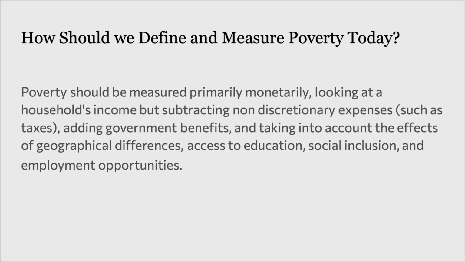We believe poverty should be measured primarily monetarily, looking at a household's income but subtracting non-discretionary expenses such as taxes, adding in non-cash government benefits, and taking into account the effects of geographical differences, access to education, social inclusion, and employment opportunities. These ideas are primarily a combination of ideas presented in the supplemental poverty measure and the capabilities approach. We believe that while they may be easier to track globally, the official poverty measure, relative poverty measure, and the extreme poverty measure fall short of accurately measuring poverty and taking into account people's well-being and dignity.